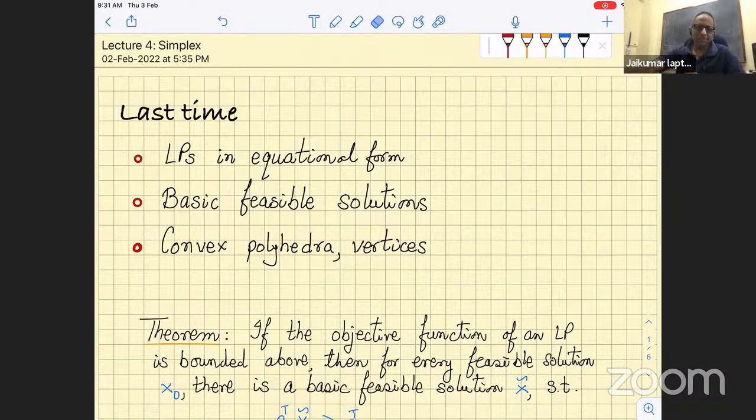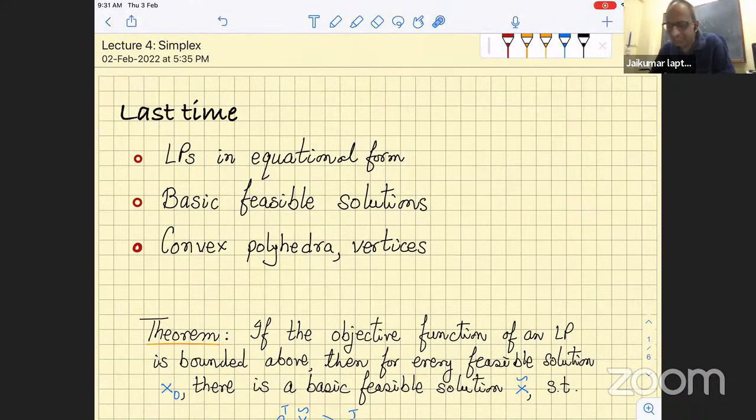Okay. So welcome back. So we will quickly review something we did last time, and then the plan today is to talk about the simplex method.